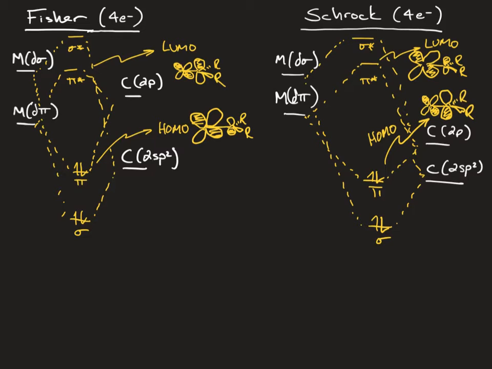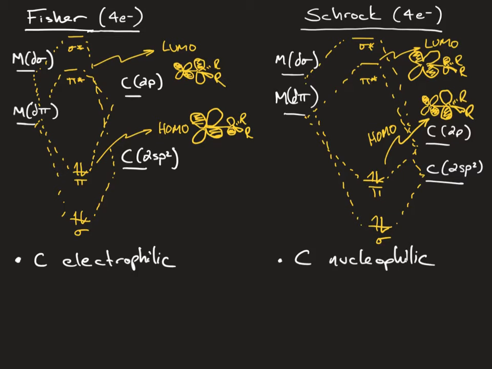In the case of a Fischer-type carbene, the carbon atom is electrophilic. The orbital that's dominated by the carbon is an unfilled LUMO, it's the pi star type orbital. In contrast, the carbon atom in a Schrock-type carbene is nucleophilic. The carbon-dominated orbital is the HOMO in this case, so it's a nucleophilic orbital. Different types of carbenes will yield a Fischer-carbene versus a Schrock-carbene.